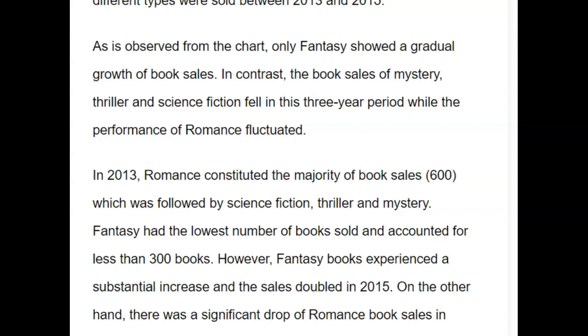However, what you did write, I thought was excellent, okay? Really, really nicely organized. You had some great linkers. You had some wonderful variety of not only linking devices, but vocabulary, grammar, really, really appropriate lexical resources. It fell in this 3-year period. This was perfect. I mean, you did this absolutely right, and I don't see that a lot, believe me. Fluctuated, yes, which was followed by, yes, had the lowest numbers, accounted for. I mean, it's an excellent answer. Okay, so it's a very good job.